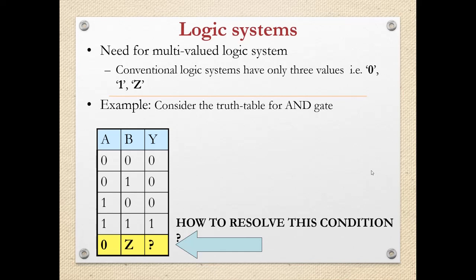But if you consider the truth table of, suppose, an AND gate, and we have to implement this AND gate in hardware, in software we can test this AND gate by providing the 4 sets of inputs, that is 0 0, 0 1, 1 0 and 1 1. But in hardware there may be one condition in which one of the inputs is, suppose, high impedance. So what will be the output? This condition is not resolved. So only these 3 values, or 3-valued logic, will not be sufficient for our hardware description language.